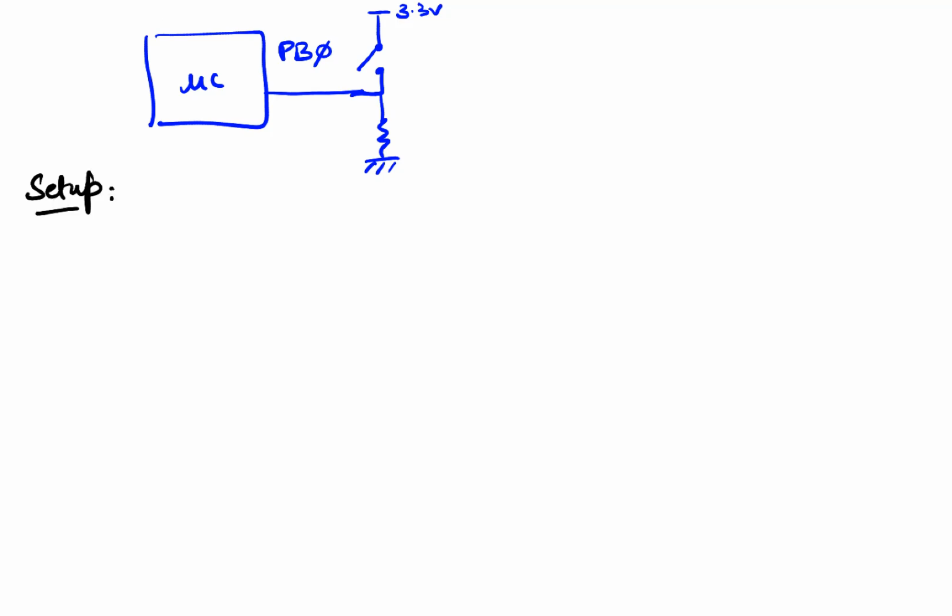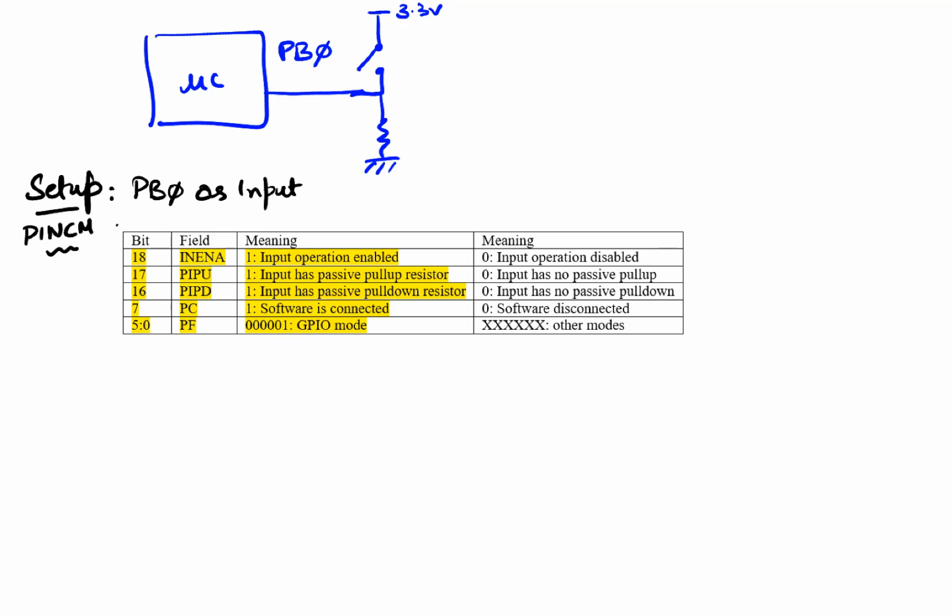Setup, and what are we doing? We're setting up PB0 as input. So this is something we do just once at the beginning of the software. Exactly. And so to configure it, we have the pin control management register that we talked about. We're going to use that, and the pin control management for an input pin is a little more involved.